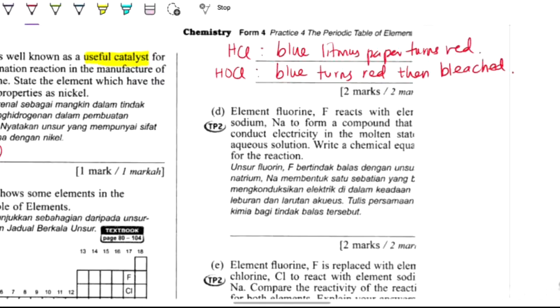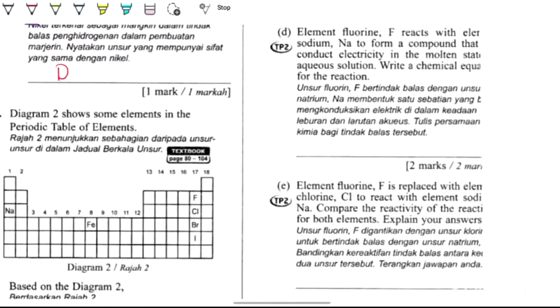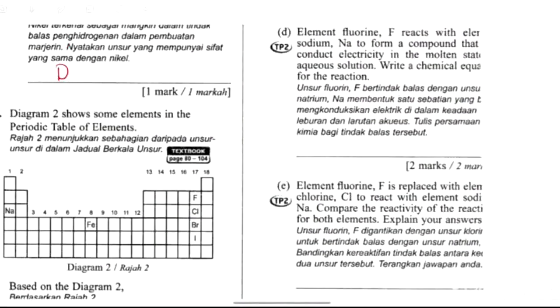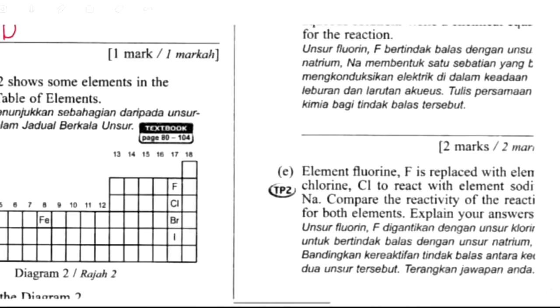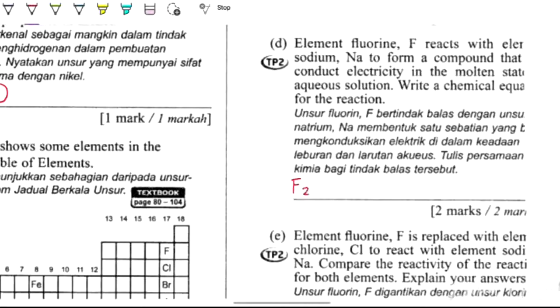Bleach means it turns to white color at the end. Okay, so element fluorine reacts with element sodium to form a compound that can conduct electricity in the molten state. Write a chemical equation for the reaction. For this one, fluorine reacts with sodium, so you will produce sodium fluoride.